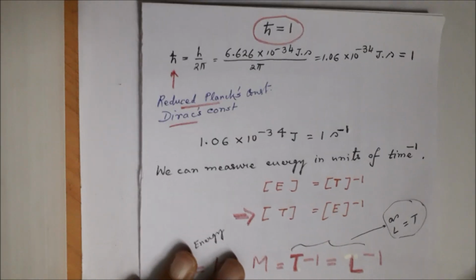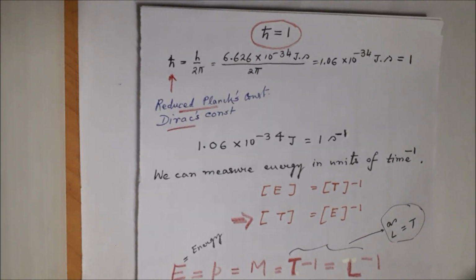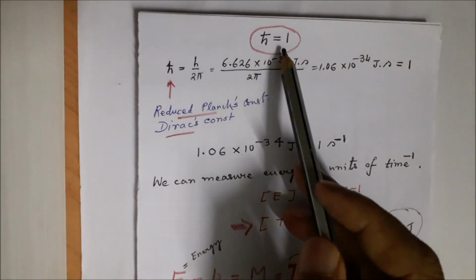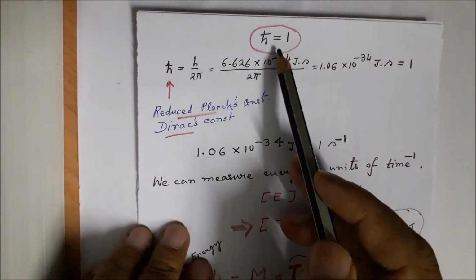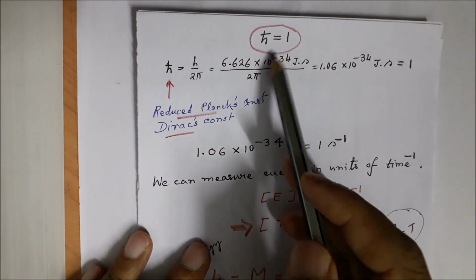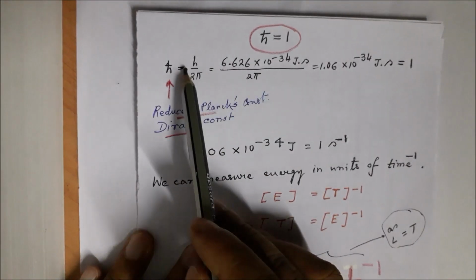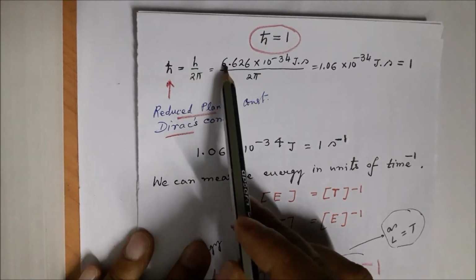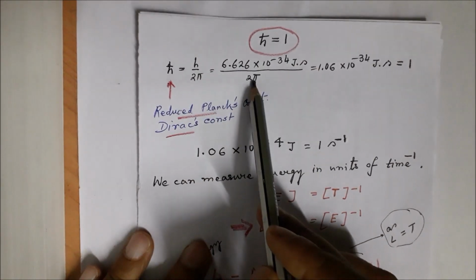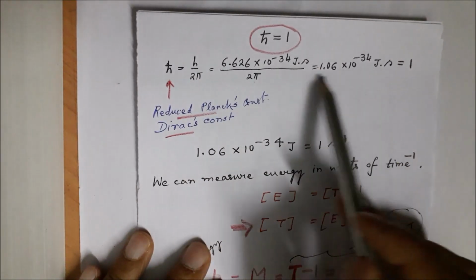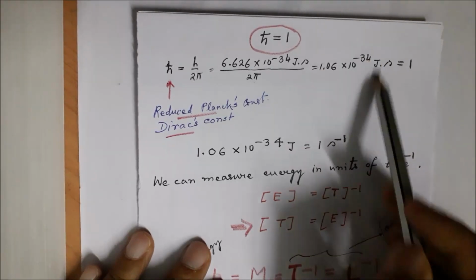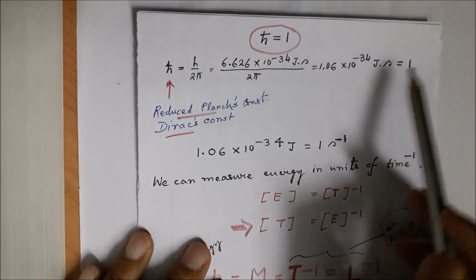Now let us go to h cross equal to 1. Setting h cross equal to 1 means we have h cross is h by 2 pi. So we put the value of h and divide it by 2 pi to end up with this result. And let us put it equal to 1.